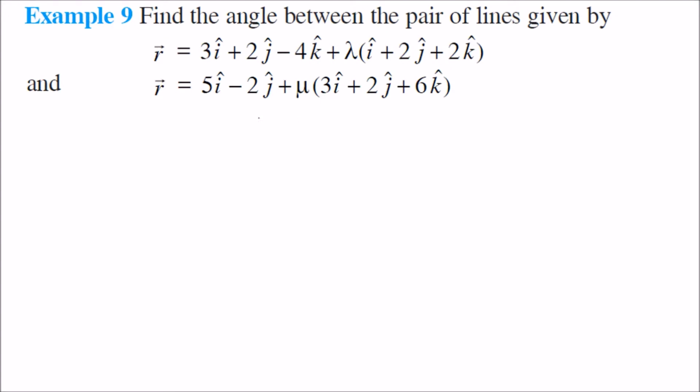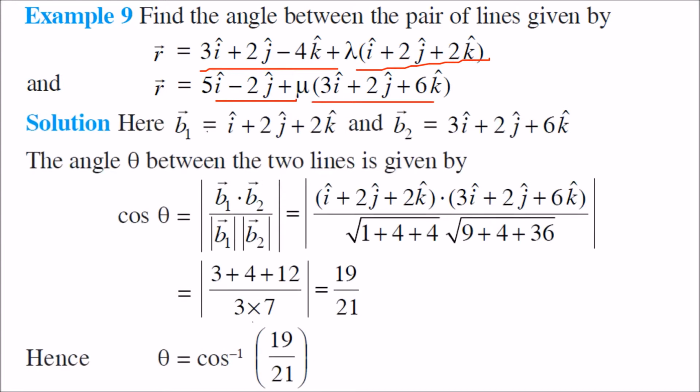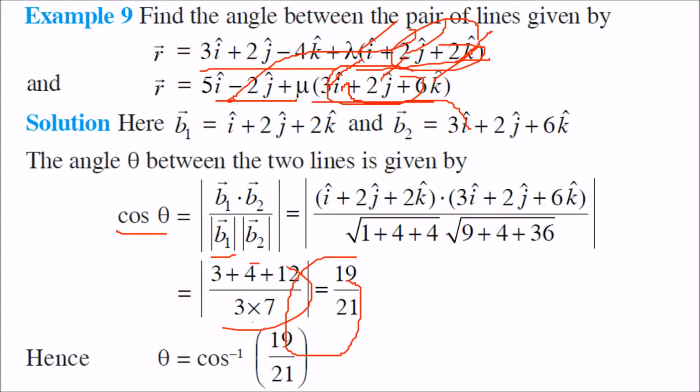Let us understand it more with some examples. If r = a1 + lambda b1 and r = a2 + mu b2, we want to find the angle, so we can just take this b1 as this one and b2 as this one. Cos theta is simply b1 dot b2 divided by the magnitudes of b1 and b2, that is under root 1 square plus 2 square plus 2 square, and under root 3 square plus 2 square plus 6 square. Just place it here. You get 19 by 21. So theta will be cos inverse 19 by 21.